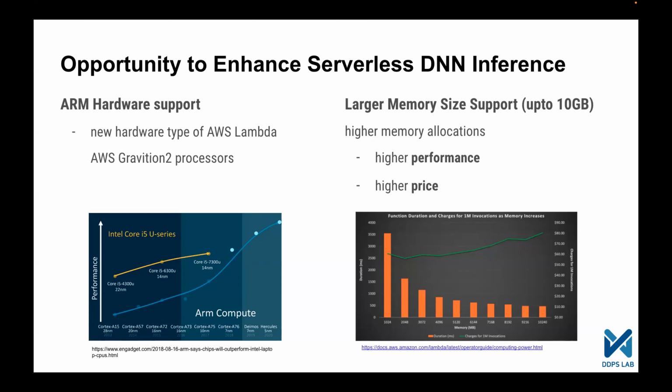And nowadays, we can allocate memory up to 10 gigabytes for AWS Lambda. It is more than a 3 times increase compared to previous limits. And as you can see in the picture, higher memory allocation results in higher performance and higher price. So we have a larger memory allocation range to choose from than before, and we need to find the optimal memory allocation with the performance and cost trade-off.